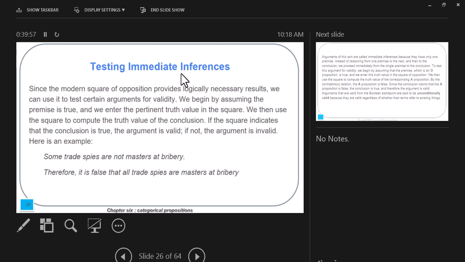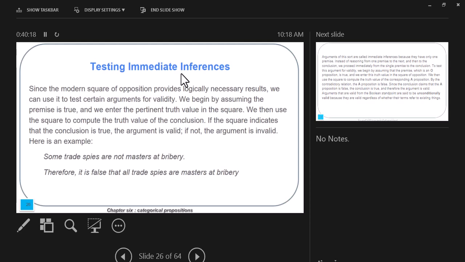Some trade spies are not masters at bribery. What type of proposition is it? An I type or an O type? O type, right? Are not. Look at the copula. It's an O type. Look at the conclusion. Which type is it?